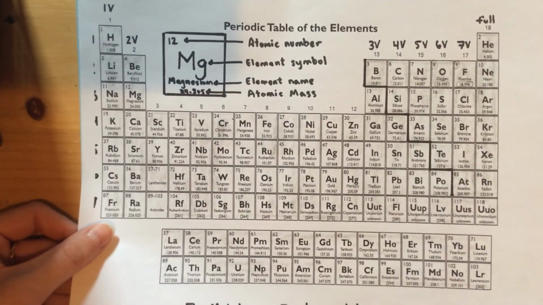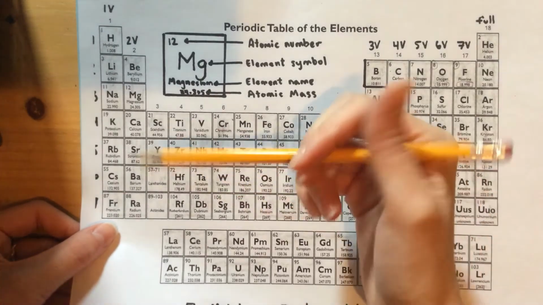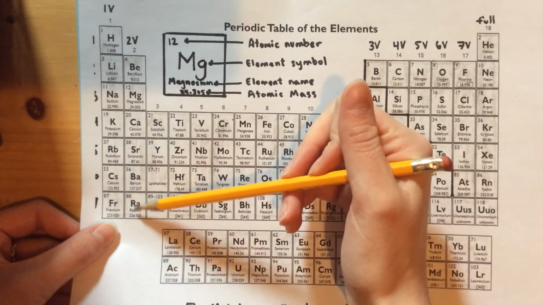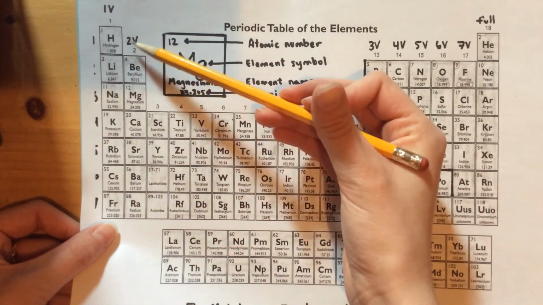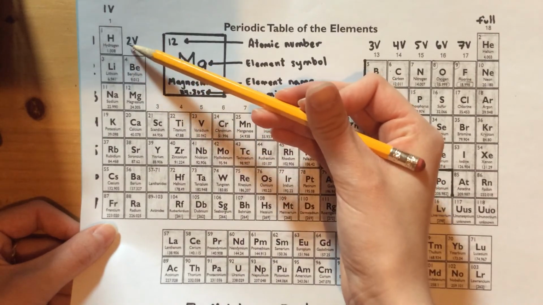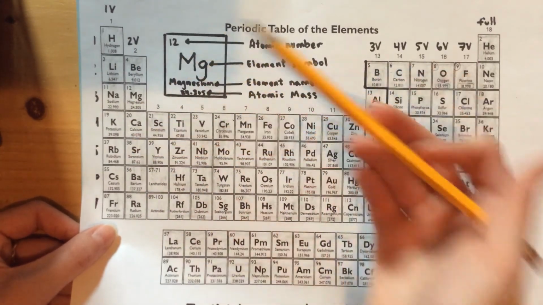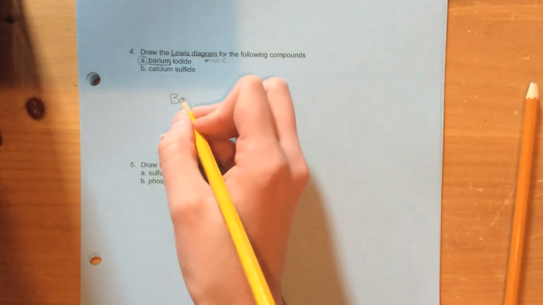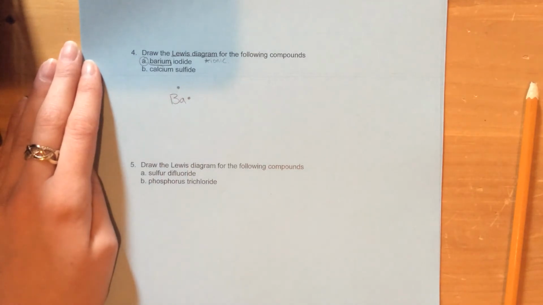If you're trying to find out how many electrons are in the last valence shell, all you need to know is what group it belongs to. So barium belongs to group 2. See how it says 2V? It means it has 2 valence electrons. Okay, so I can go ahead and just draw in my 2 valence electrons.